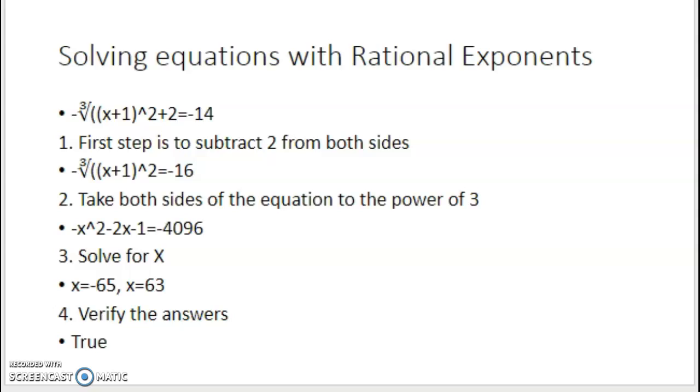And the fourth and final step is to verify the solutions, and you do that by getting both equations, -14 and +14, and plugging them in and solving, and I got both of them were true.